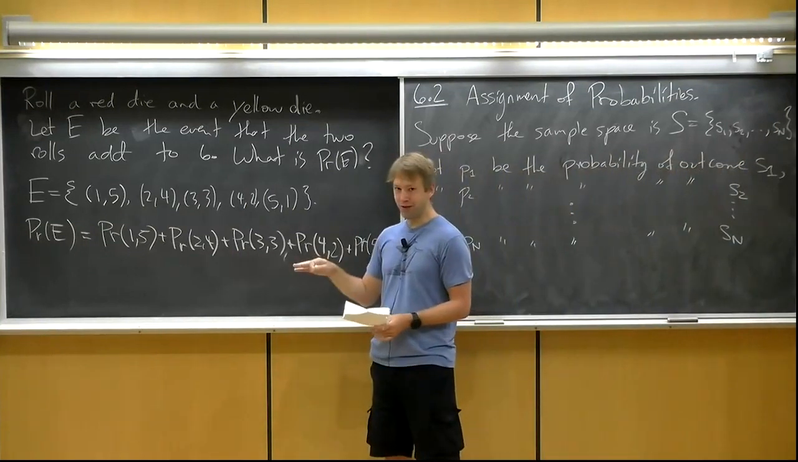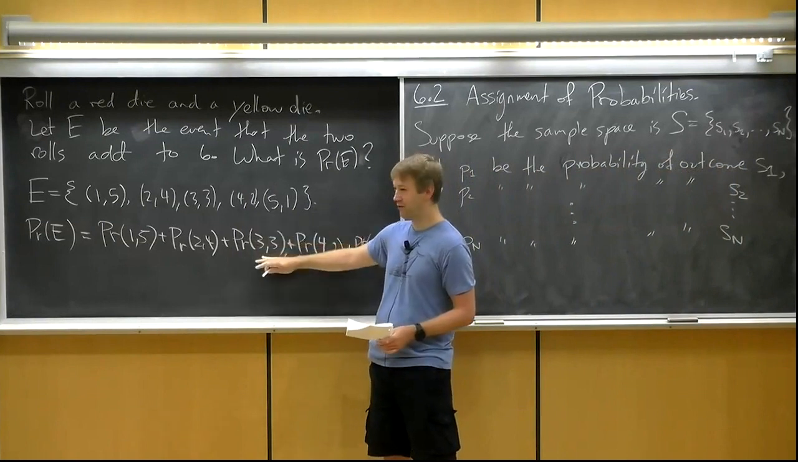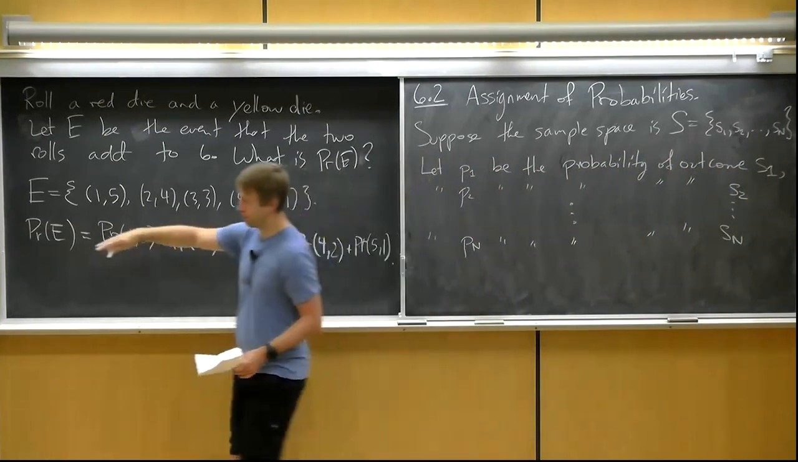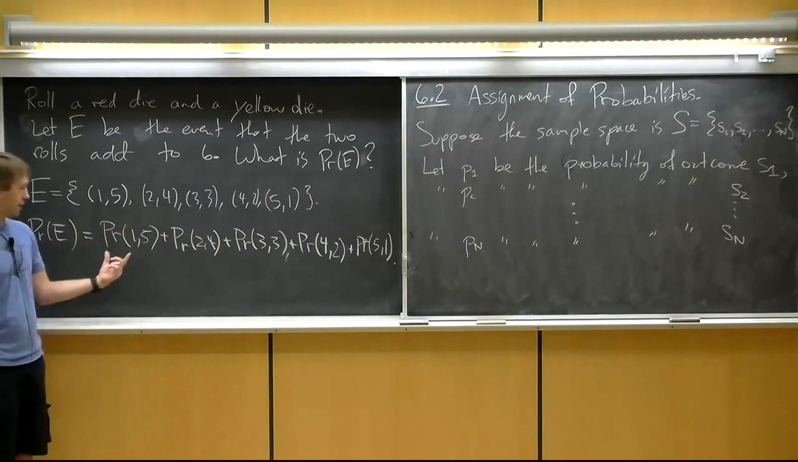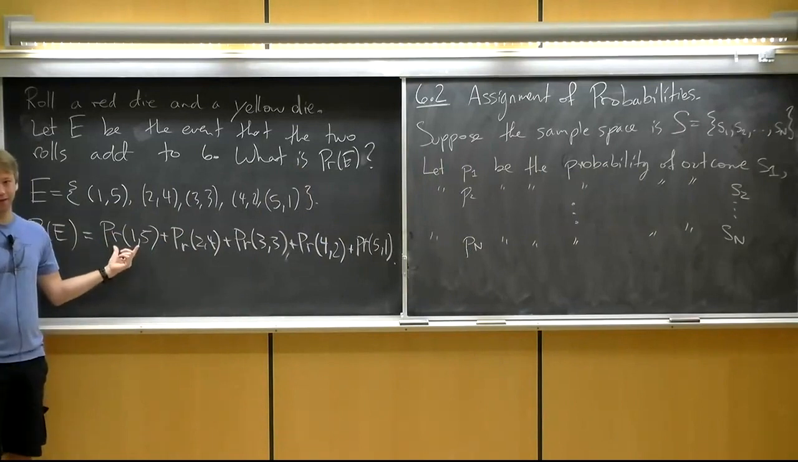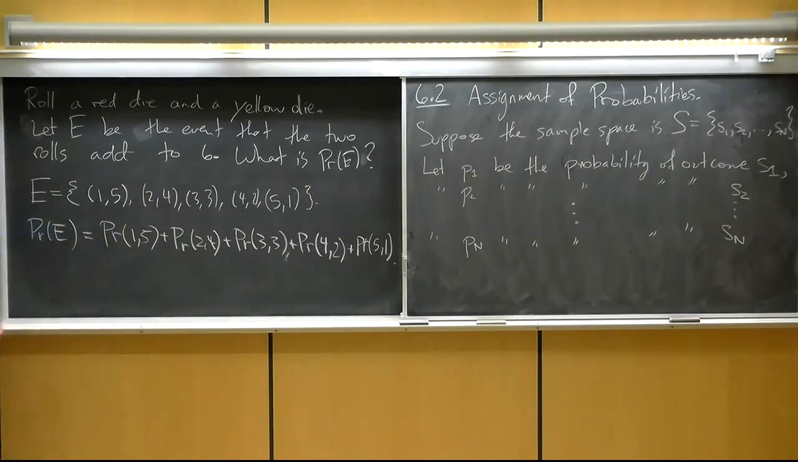So if we trust that part of it, then hopefully it's clear that this is just by definition of how I compute probabilities of events. And now we need to compute what is the probability of seeing 1, 5? That's not completely obvious here.